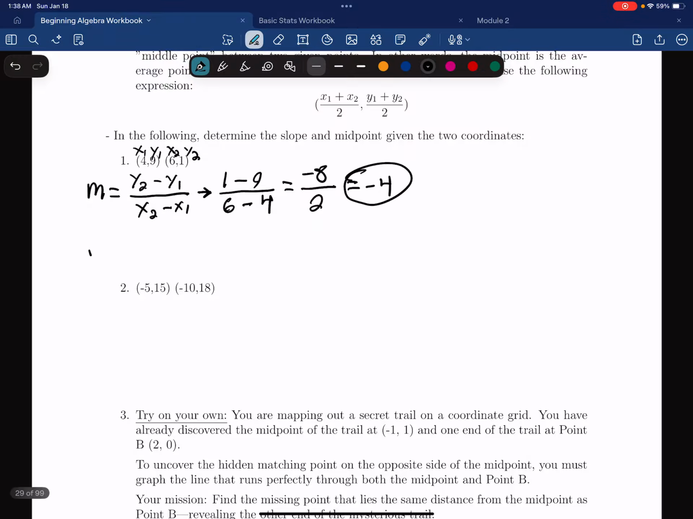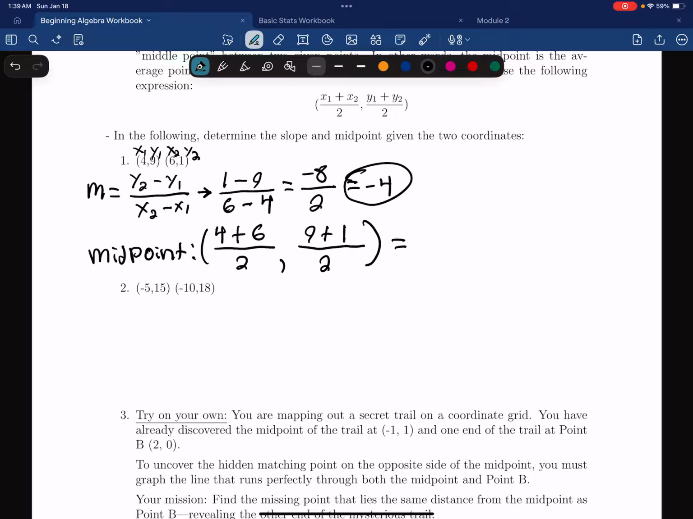And now let's use the midpoint expression to find the midpoint that lies directly in the middle of the 2 points. So we have x1, which is 4, plus x2, which is 6. We're going to divide all that by 2. And then for our y values, we have y1, which is 9, plus y2, which is 1. And we're going to divide all that by 2.